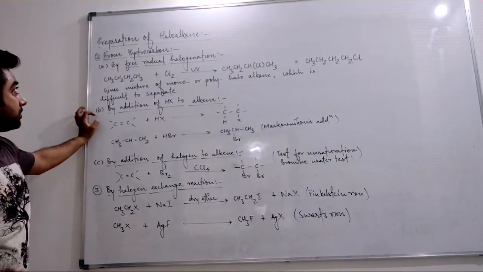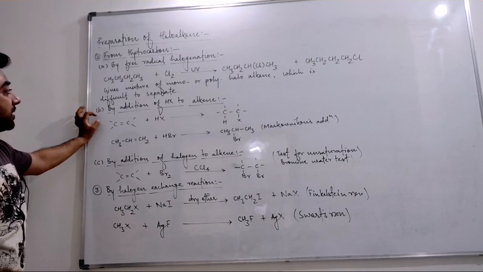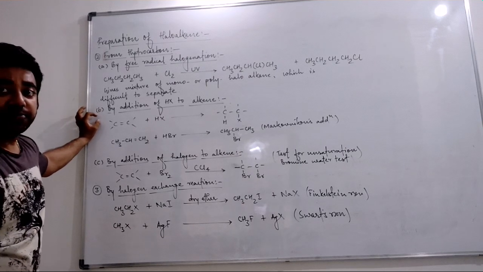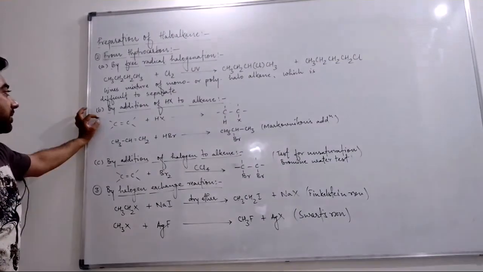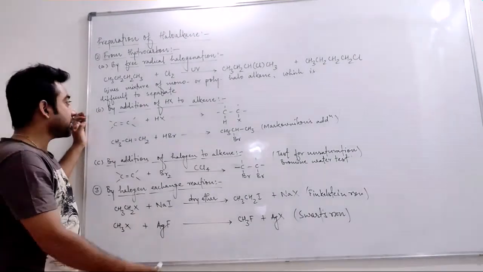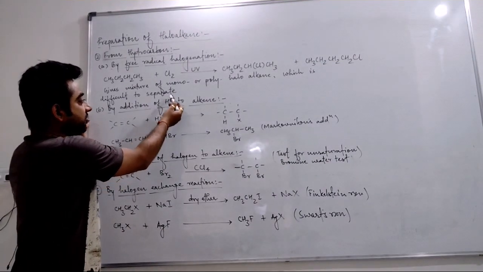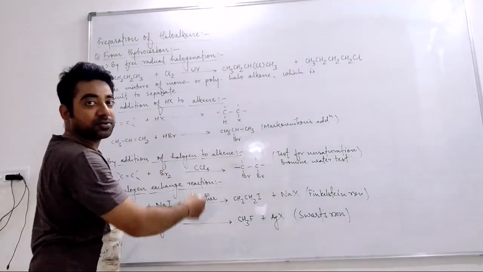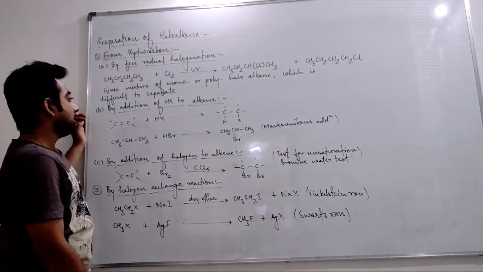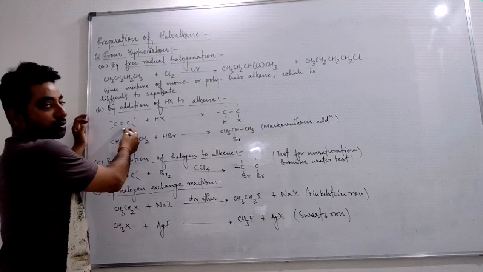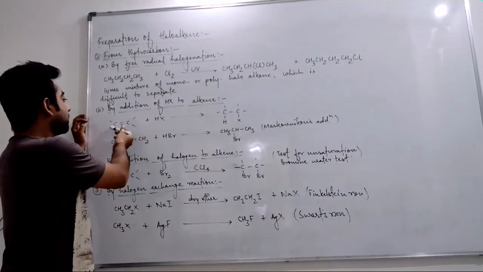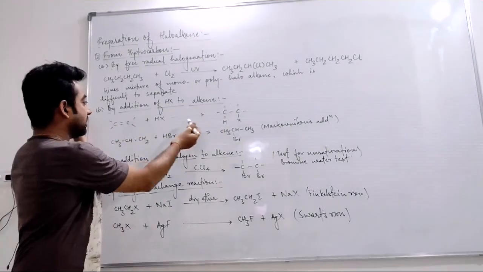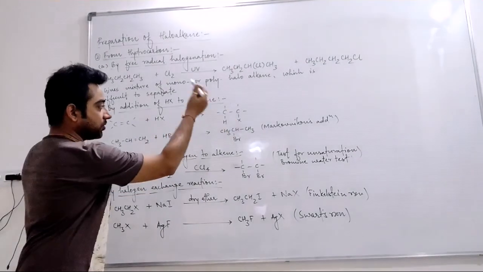Next is preparation of haloalkane from alkene. From alkene, haloalkane can be prepared by the addition of hydrogen halide. Addition of hydrogen halide is shown here. You can see to one of the carbons, hydrogen gets attached, and to the other carbon, halogen will get added.